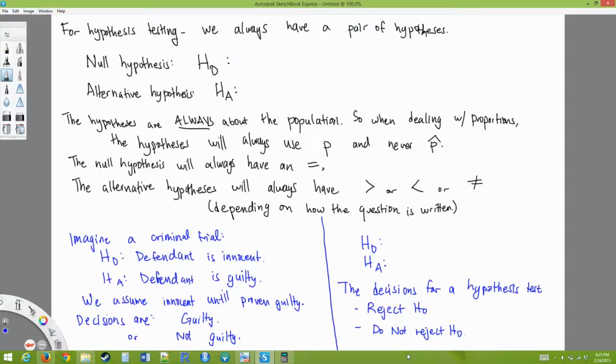Okay? So the defendant is either found guilty or not guilty, and our decisions for a hypothesis test are either to reject the null or not to reject the null. Okay? So that's important. Just keep that in mind. You're either going to reject the null or you don't reject the null.